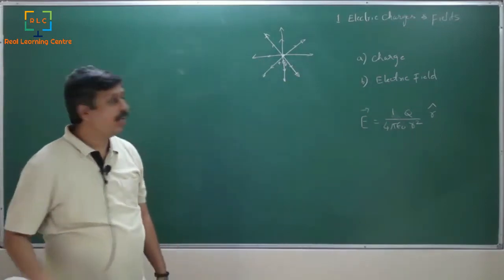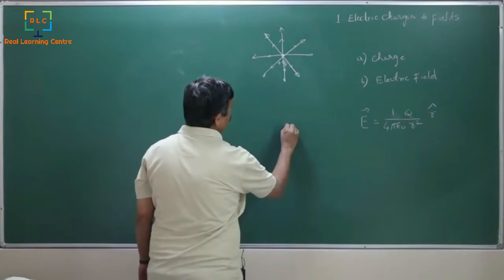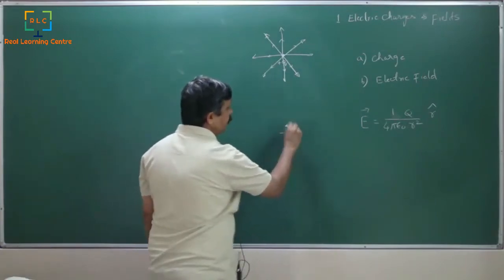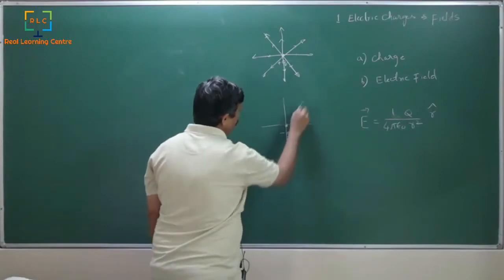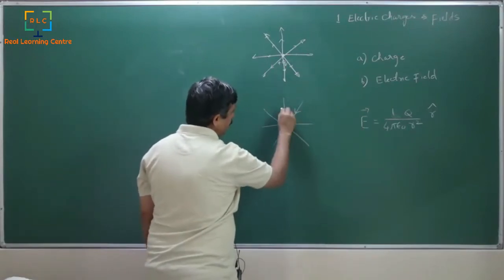Now if you take, for example, a negative charge minus Q. Even for minus Q, it is all similar, except that the field lines are all coming inside.